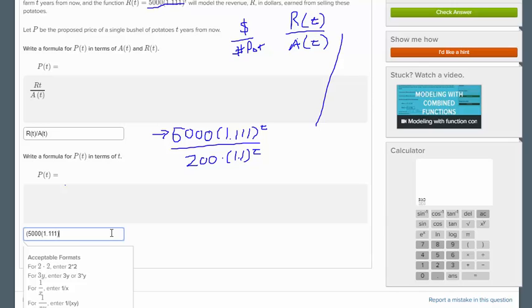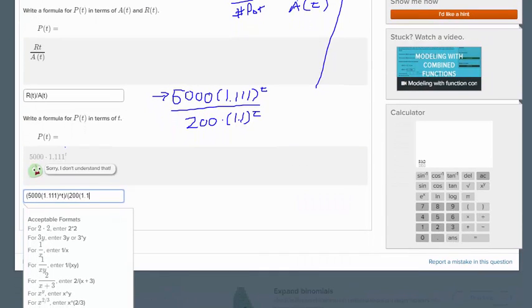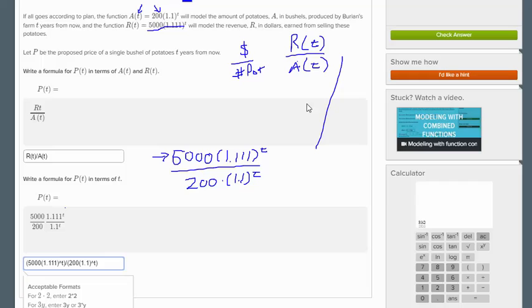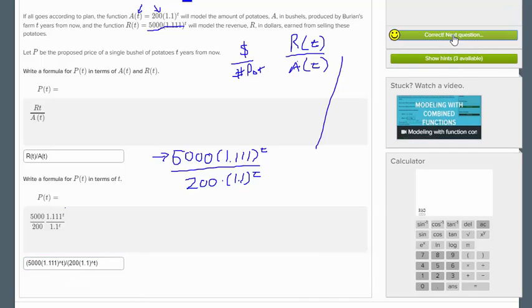1.1 to the t power over 200 times 1.1, just 1.1? Yeah, 1.1 to the t power. Should have that. It looks funky here, but let's give it a shot. I'm really concerned about this right here. I'm going to try to fix it if it gets me wrong. They gave it to me right. Awesome.